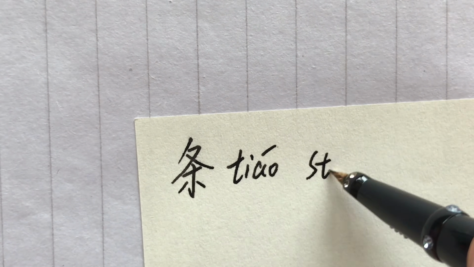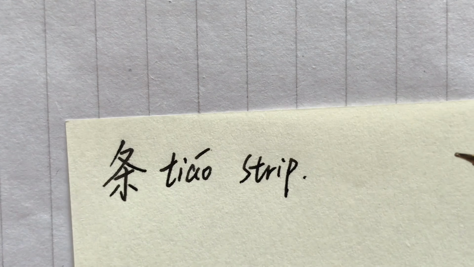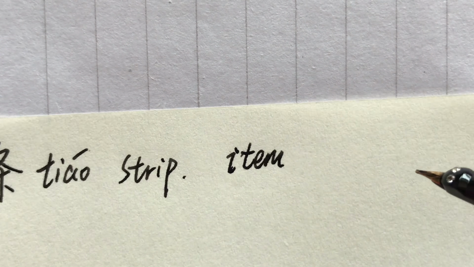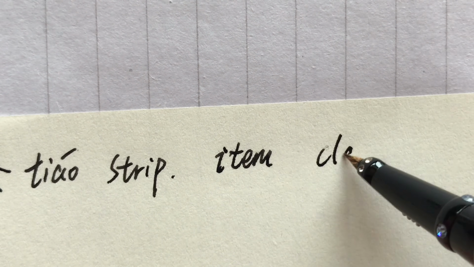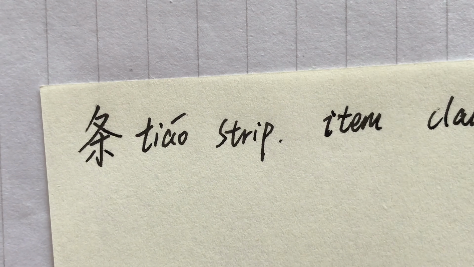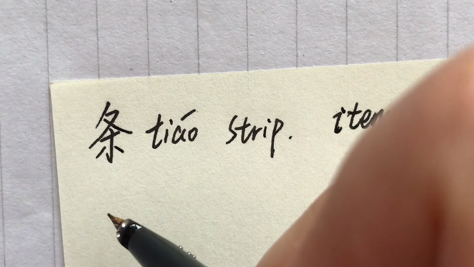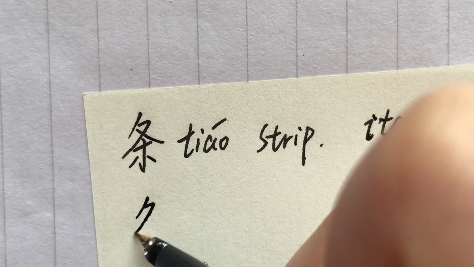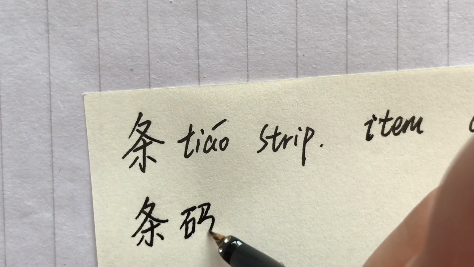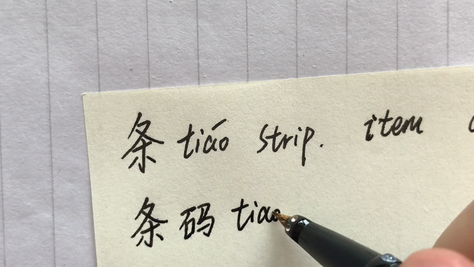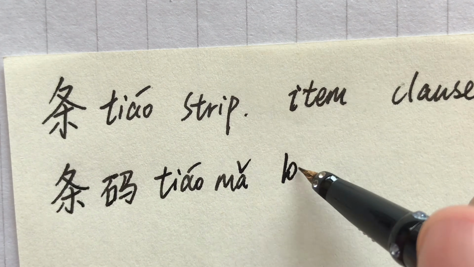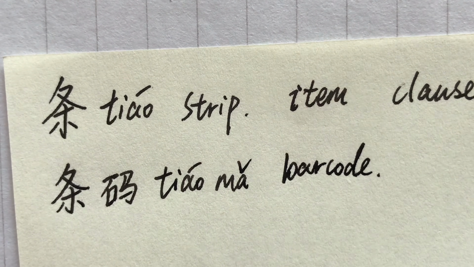Strip, item, clause. For example, 条码 barcode. 条码 barcode.